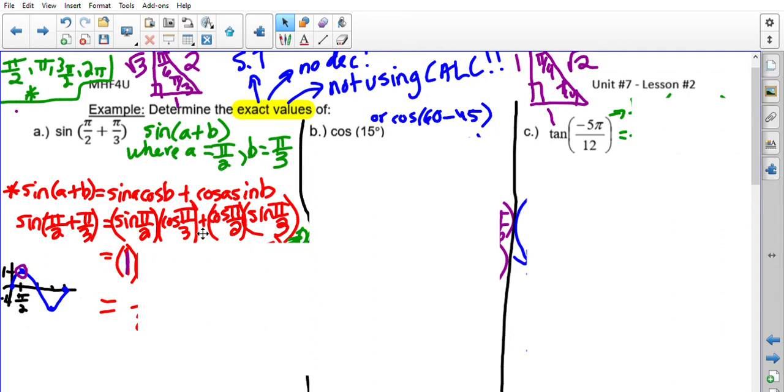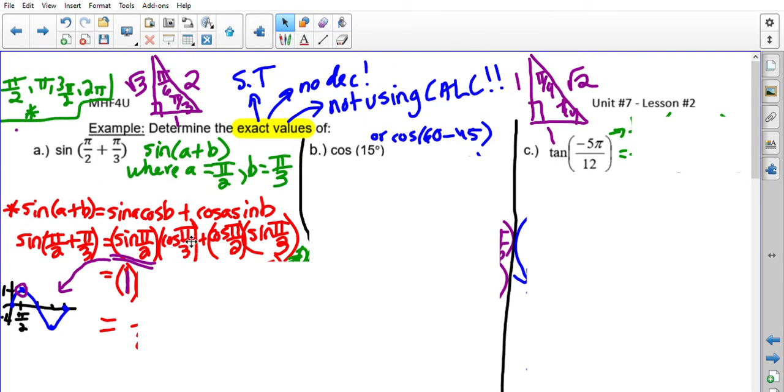Cos pi over 3. Let me just do an underline here. Little arrow. Okay. Cos pi over 3, we're going to use a special triangle. So I'm going back up here to cos pi over 3. That's adjacent over hypotenuse, so that's 1 over 2. Plus cos pi over 2.